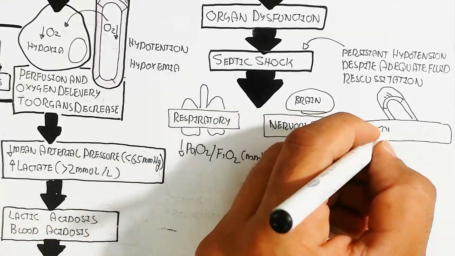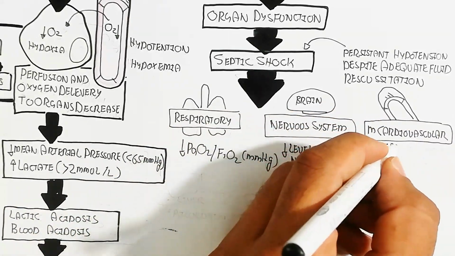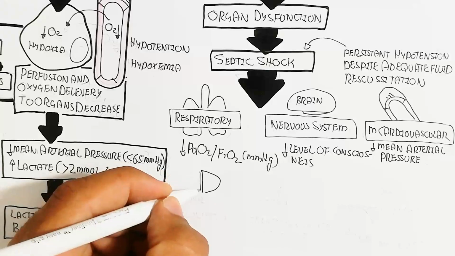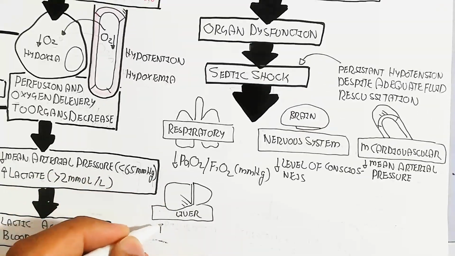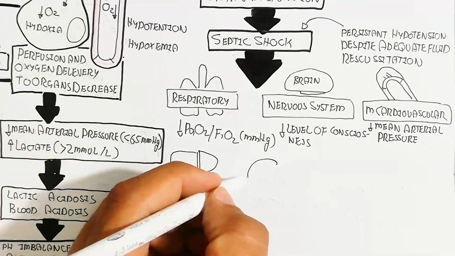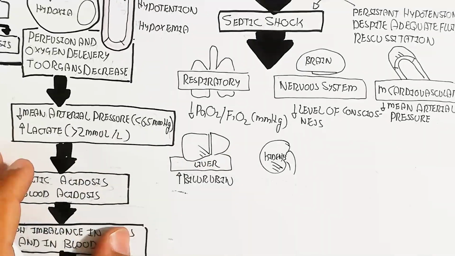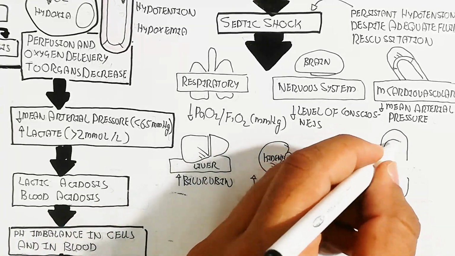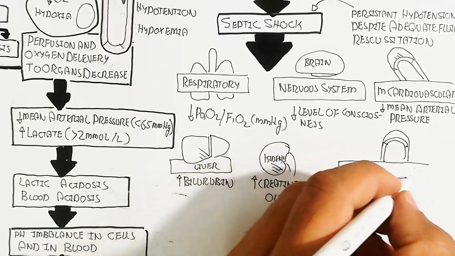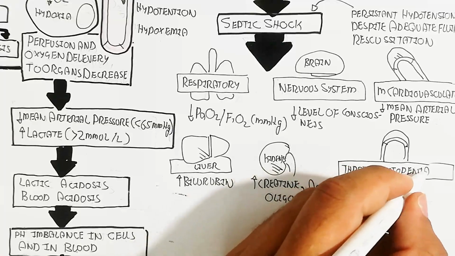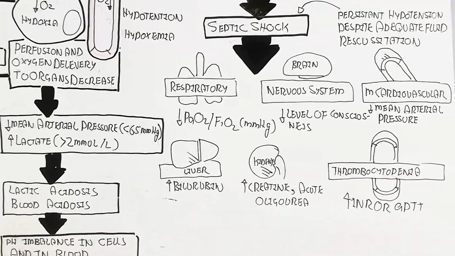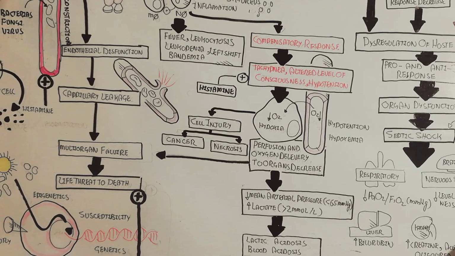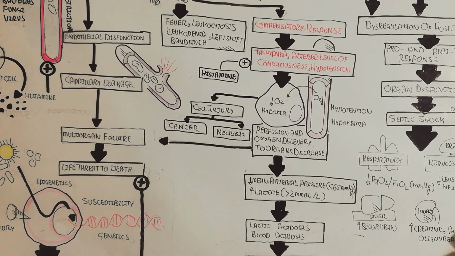On the other hand, in the cardiovascular system, when the mean arterial pressure drops, it will lead to dysfunction of several types of tissue. When the liver is damaged due to infection, bilirubin increases. When the kidney fails, creatinine increases, with acute oliguria due to infection of the kidney and incomplete urination. Thrombocytopenia occurs, and it will lead to obstruction of the blood flow. Anyhow, I hope that makes sense.